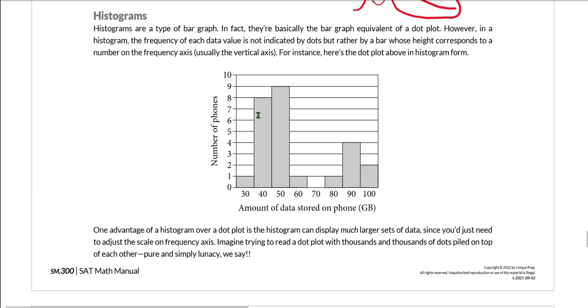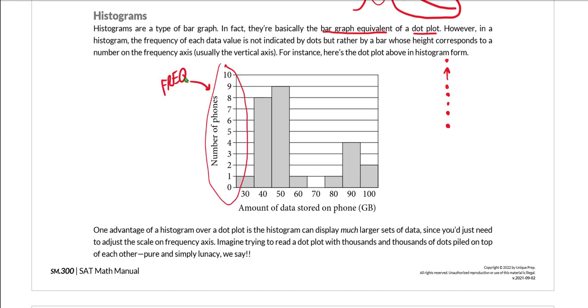In terms of histograms, histograms are extremely similar to dot plots. In fact, I call them here the bar graph equivalent of a dot plot. That's basically what they are. The benefit of a histogram is that we can get a lot more frequency onto our plot or onto our figure. With dots, you're not going to sit there wanting to write 100 dots above an axis, but with a histogram, you can change. So the y-axis is the frequency axis, and the x-axis is still the data value axis.